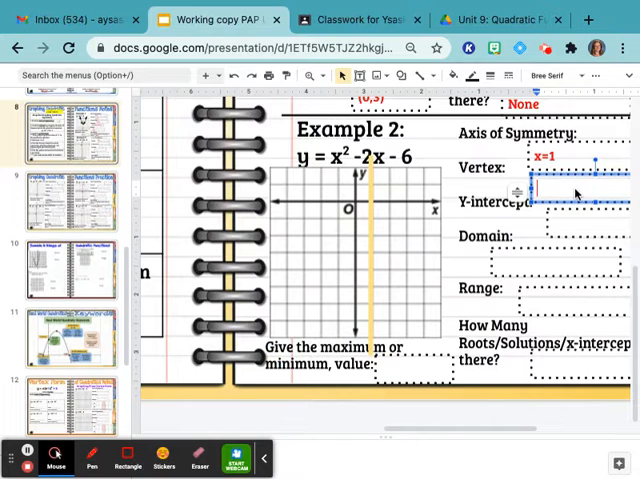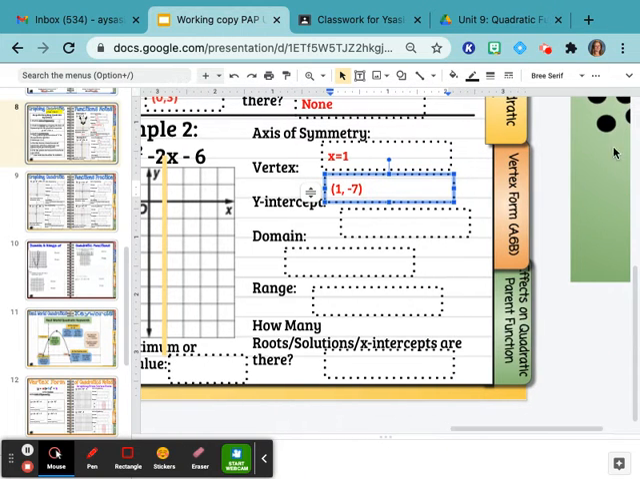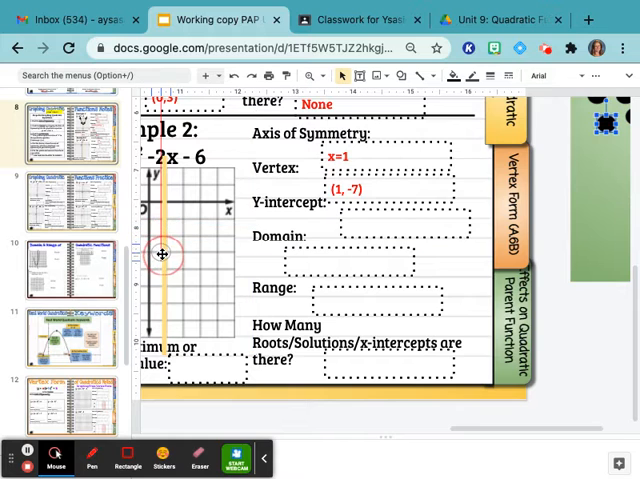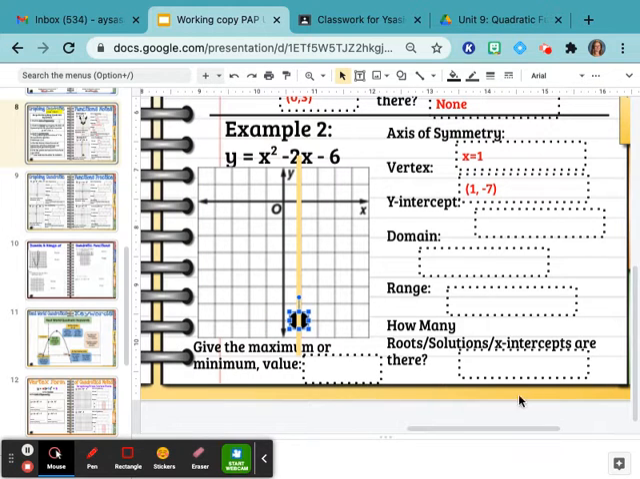Let's go back over here. 1, negative 7. We need to plot a point at 1, negative 1, 2, 3, 4, 5, 6, 7. Plot that point.